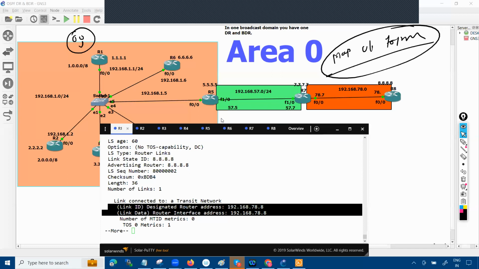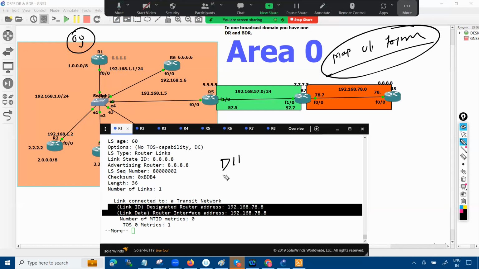In EIGRP, we have mechanisms to prevent loops, like the router ID concept and split horizon behavior, right? But OSPF is a loop-free protocol. When you go to a higher level, like the service provider level, you will see something called the DN bit, the down bit. The DN bit is one way to prevent loops at the advanced level. But I'm not discussing that right now, leave it. At this level, the enterprise CCIE level, OSPF is a loop-free protocol.